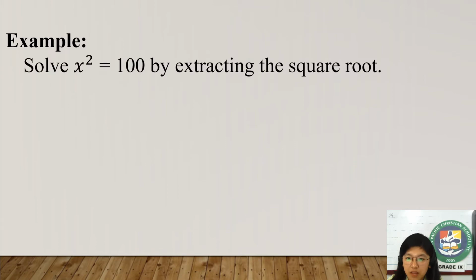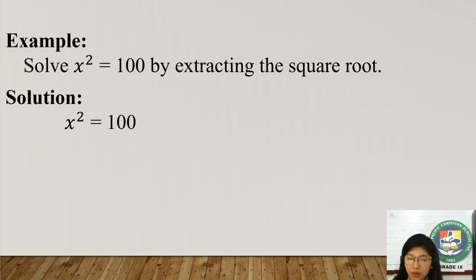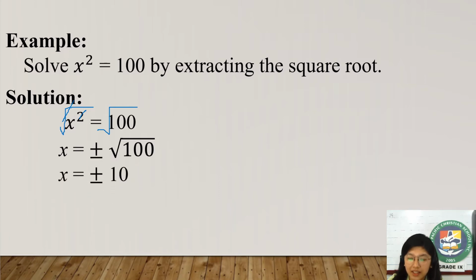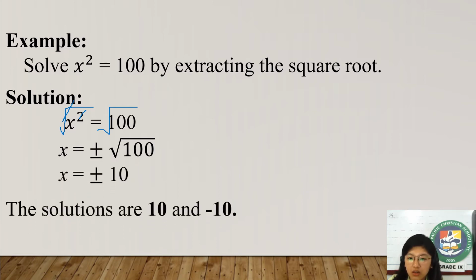So we have here the example. Solve x² = 100 by extracting the square root. So with this given, when we extract the square root, we put a square root on both sides. The square root and the exponent 2 will cancel. So we have x equals positive and negative square root of 100. Then what is the square root of 100? It is 10. To separate that, we have positive 10 and negative 10. So that is the solution set.